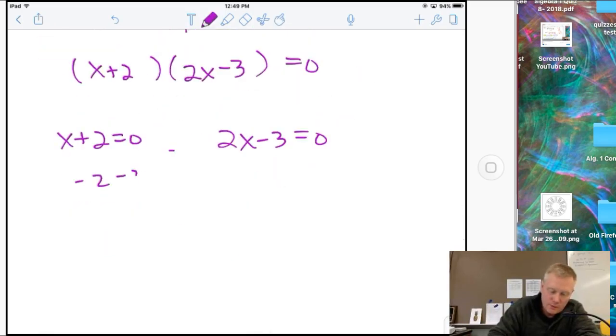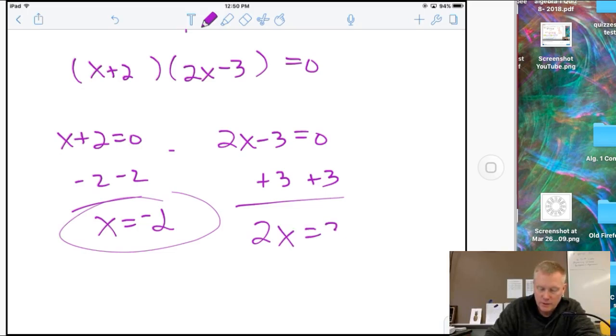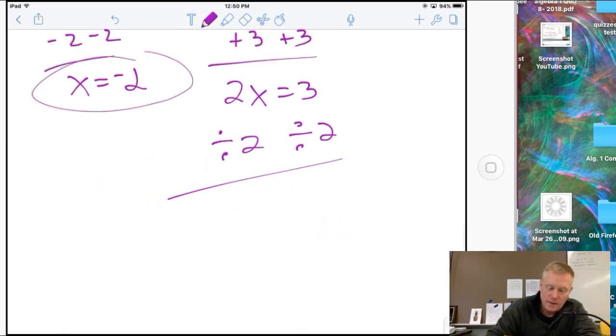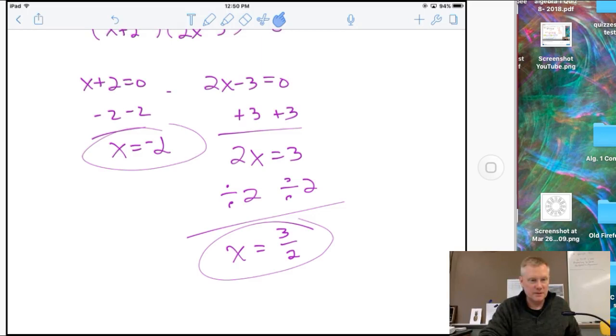I subtract 2, I get x equals negative 2. The right side, I can add 3 to both sides. I get 2x equals 3. Next, I divide by 2. And I get x equals 3 divided by 2 is 3 over 2, and I don't even need a calculator. Those will be my two answers, and that's it.